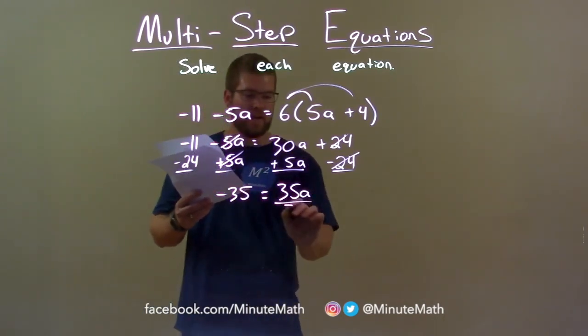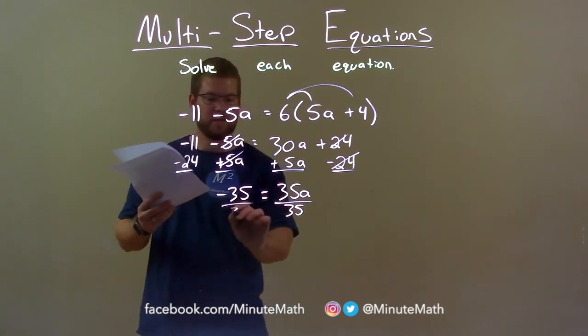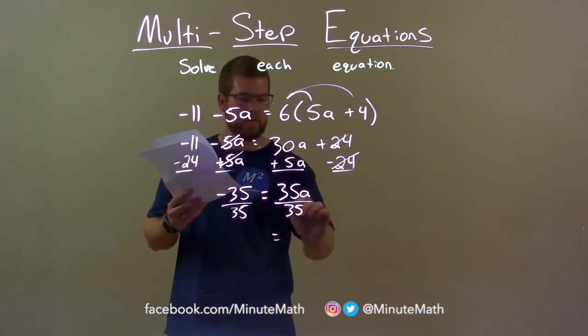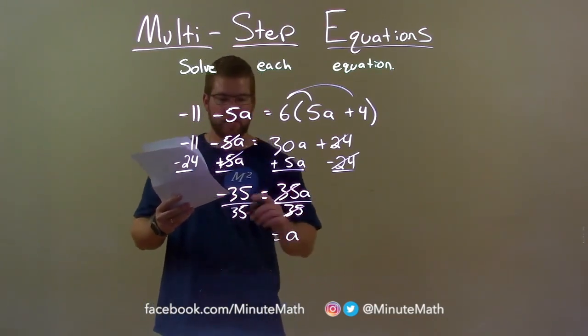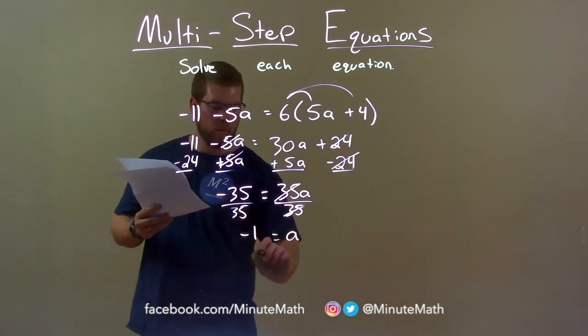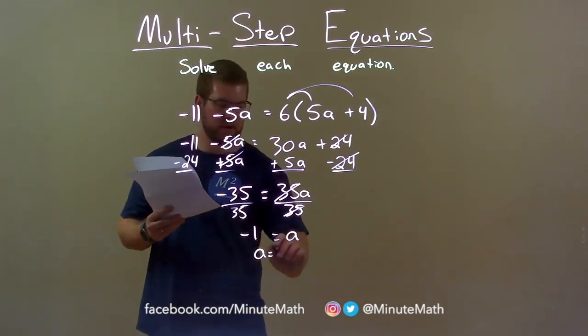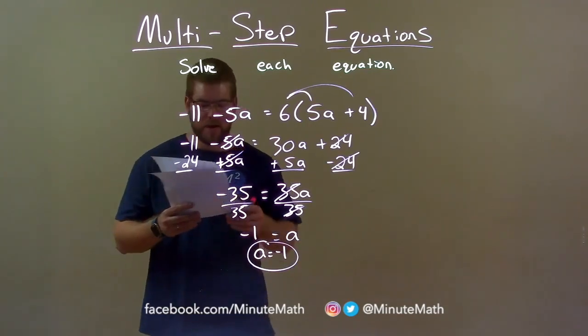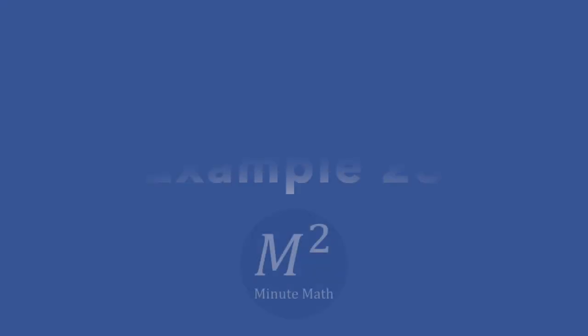Now I divide both sides by a positive 35. This will get a by itself on the right. And on the left, negative 35 divided by a positive 35 is a negative 1. We can rewrite this to have a come first, so a equals negative 1. And there we have our final answer.